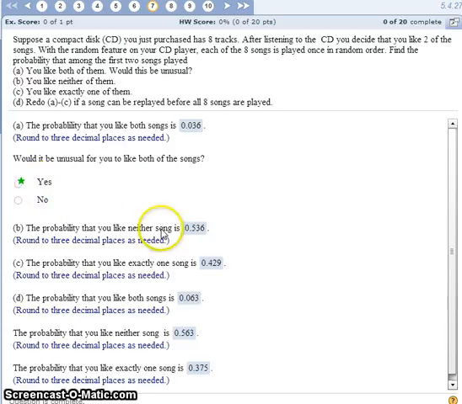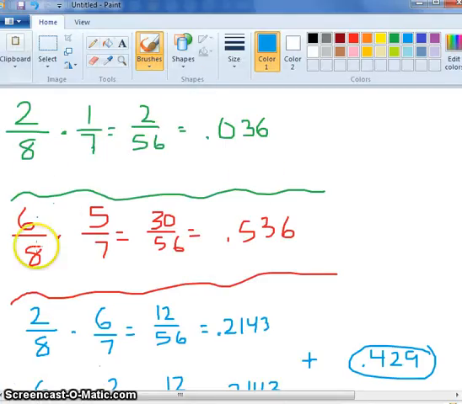The probability that you like neither song, that means the first one's bad, which means it has a 6 out of 8 probability. And the second one's also a song you don't like, so it has a 5 out of 7 chance. Multiply that out and you'll get this probability.